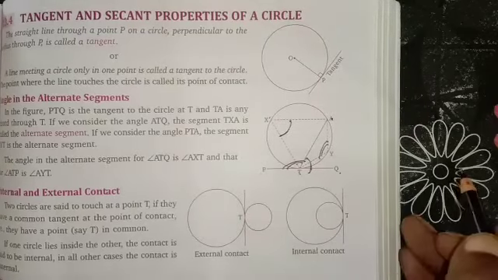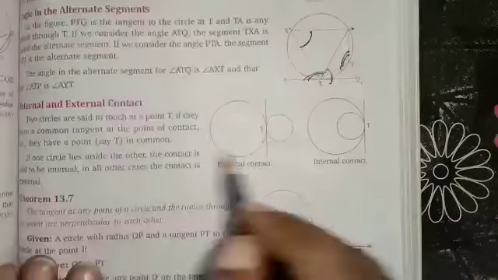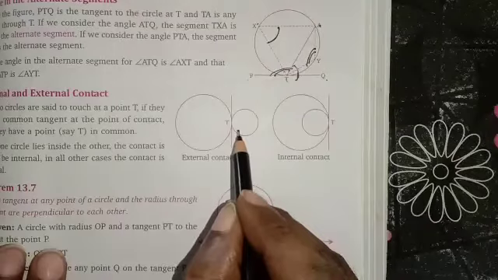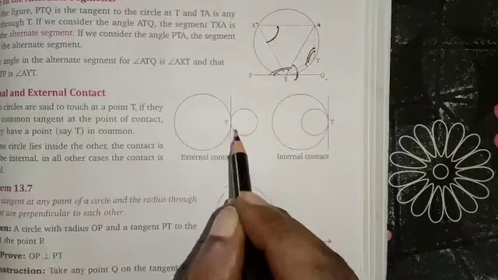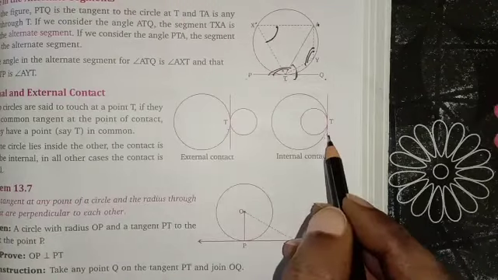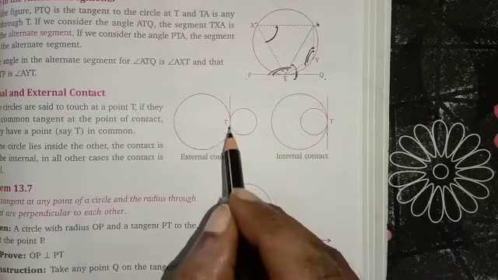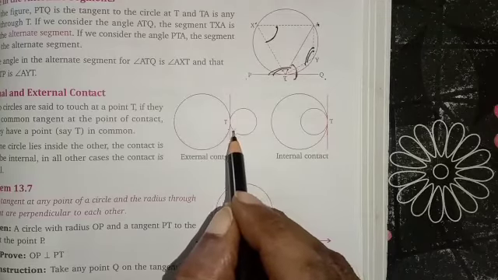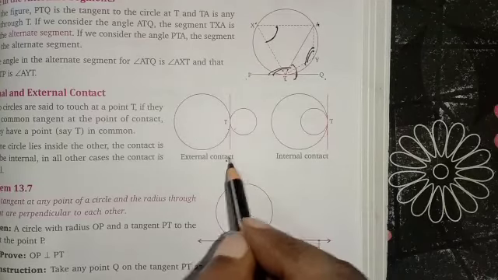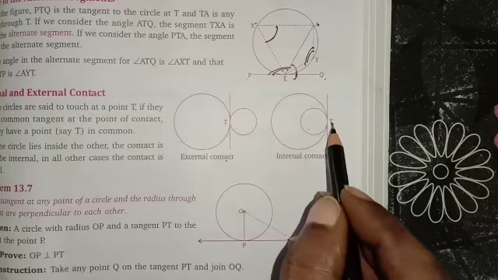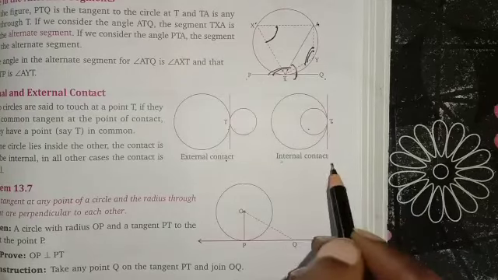Okay. Now come to internal and external contact. Two circles touching at a single point, this one is called external contact, and this is called internal. Whenever the circles touch each other at a single point outside, that is called external contact. If one circle is inside another circle and touching at a single point, let that point be T, that is called internal contact.